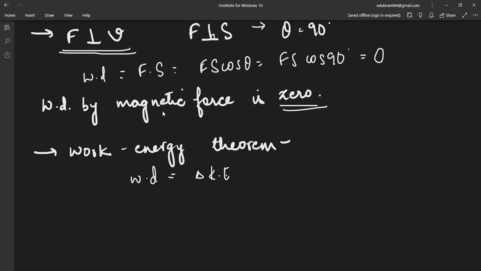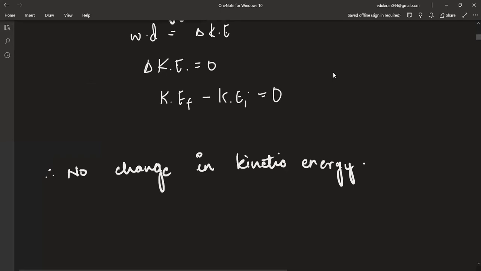According to the work energy theorem, all the work done is converted into kinetic energy. In class 11th, you must have done the work energy theorem. Please pay attention. If the force is perpendicular to velocity, and velocity is the rate of change of displacement, then the force is also perpendicular to displacement. That is a case of zero work done, so there is no change in kinetic energy. Kinetic energy final minus kinetic energy initial is 0.